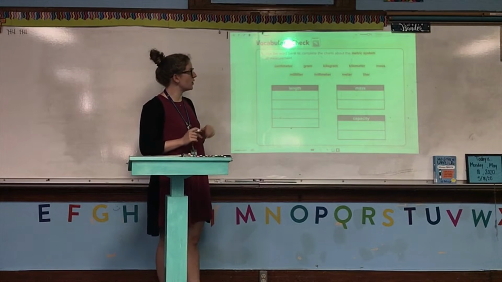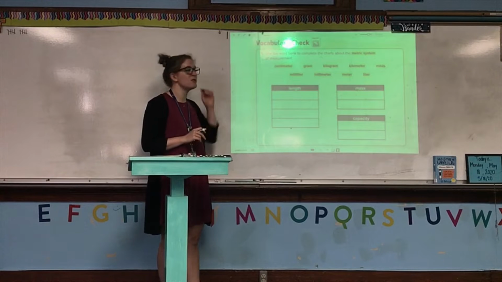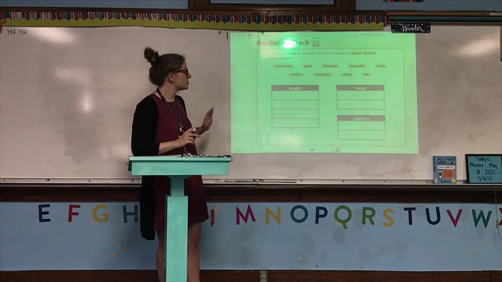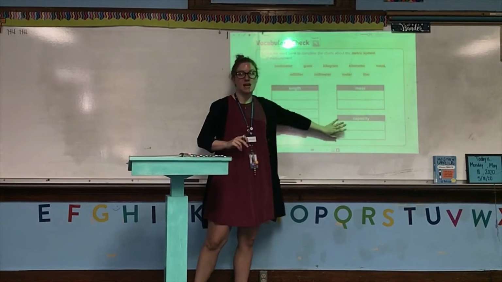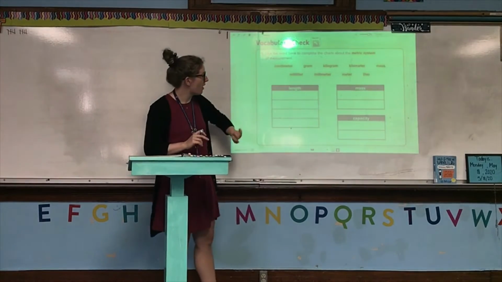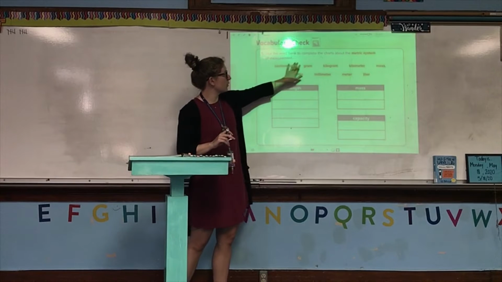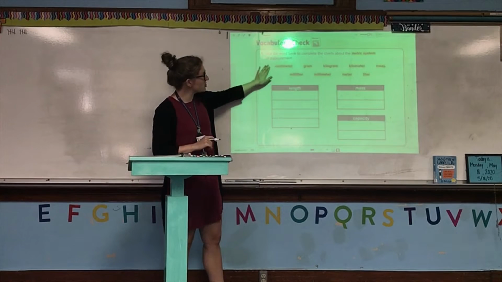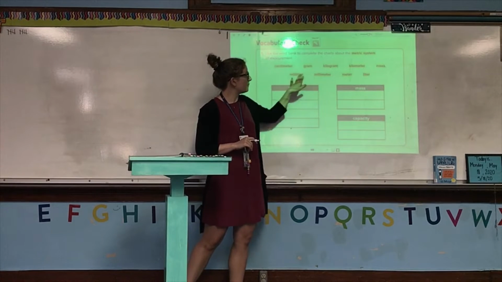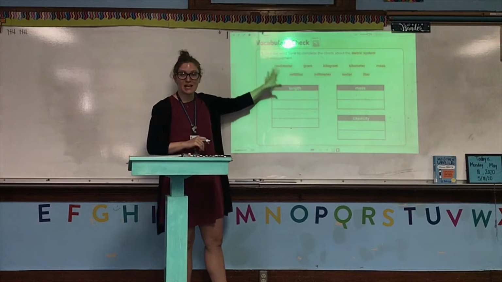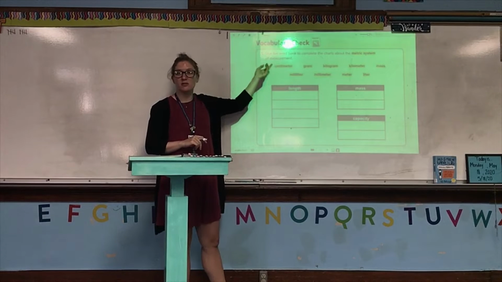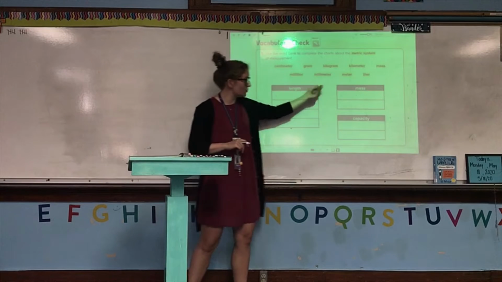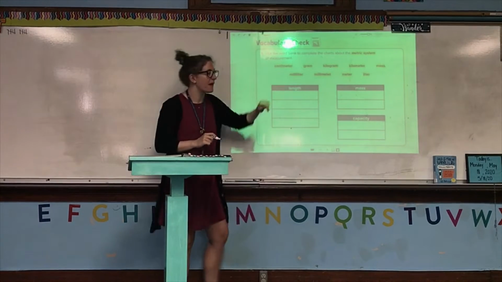It says, use the word bank to complete the charts about the metric system of measurement. So what we're doing is we have a box for length, mass, and capacity, which we also know as volume. And what we're doing is we're going to go through and put each of these units into the correct box. So is it a unit that measures length? Is it a unit that measures mass? Or is it a unit that measures capacity? So we'll just go in order.